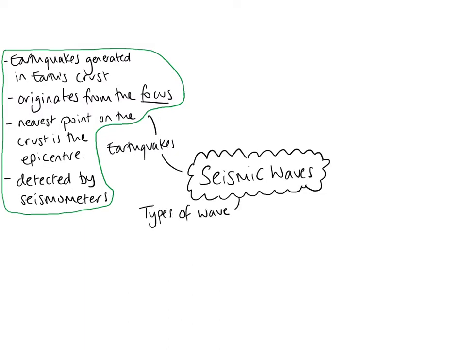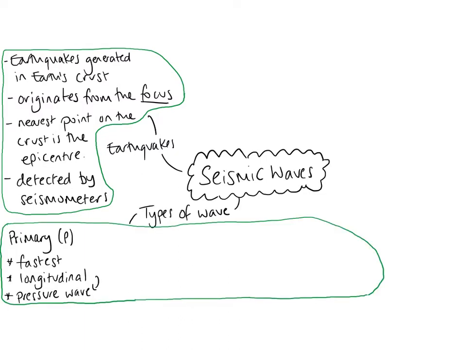So what are the different types of seismic waves? Let's take a look. We'll start with the P waves, or the primary waves, or the pressure waves, P for all of those things. They're the ones that arrive first, which means they're the fastest. And they're also the longitudinal waves. That's the one that looks like a barcode.